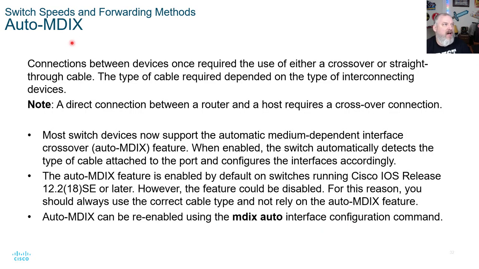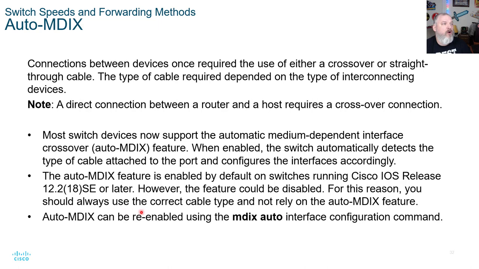Now, auto MDIX. The connections between devices once required the use of either a crossover or straight-through cable. The type of cable required depended on the type of interconnecting devices. So a direct connection between a router and a host requires a crossover connection, as a note there. Now, most switch devices in modern days support the automatic medium-dependent interface crossover, or auto MDIX, feature. When enabled, the switch automatically detects the type of cable attached to the port and configures the interfaces accordingly. The auto MDIX feature is enabled by default on switches running Cisco IOS release 12 or later. However, the feature could be disabled.